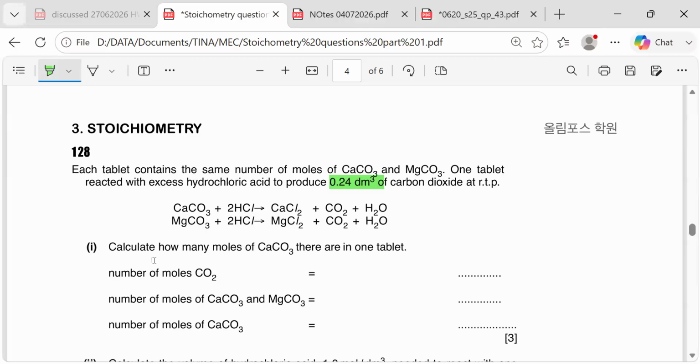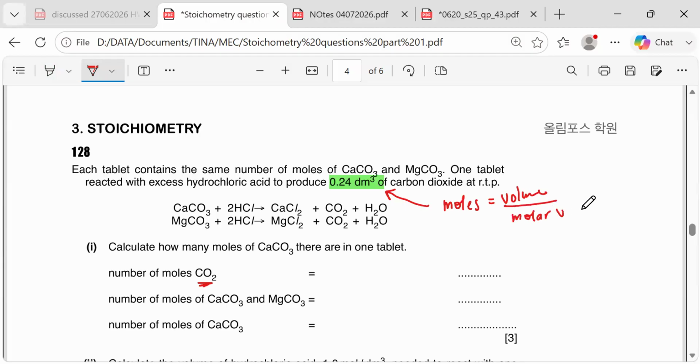Okay, done? Doing. Okay. What's the first one? So this one, right? So the amount of moles of carbon dioxide is volume over molar volume. We do formula 2. So the volume is 0.24, so the moles is 0.01, right?